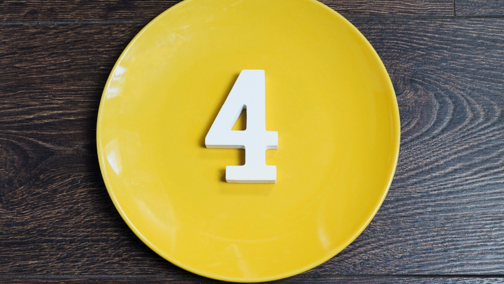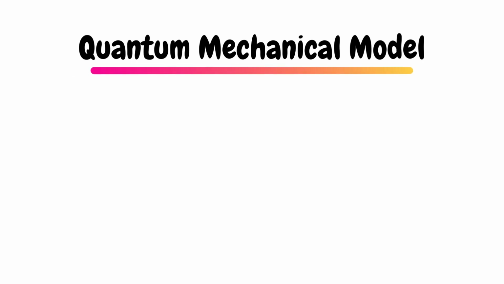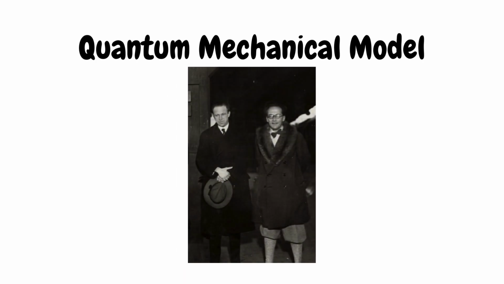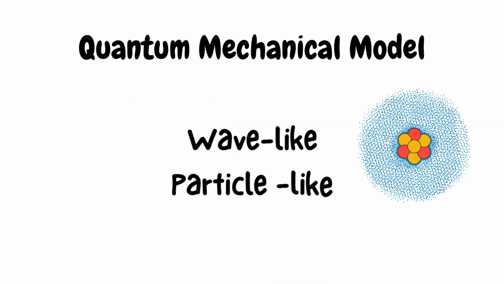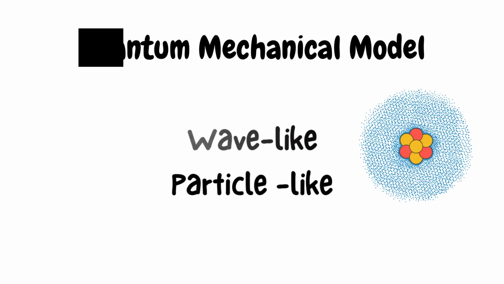Section 4, Quantum Mechanical Model. In the 1920s, a new theory emerged that would revolutionize our understanding of the atom, quantum mechanics. The quantum mechanical model, developed by Erwin Schrödinger and Werner Heisenberg, introduced the concept of wave-particle duality, which states that particles such as electrons can exhibit both wave-like and particle-like behavior.